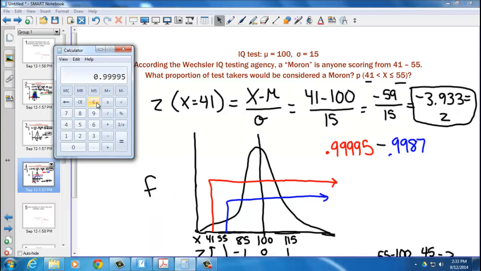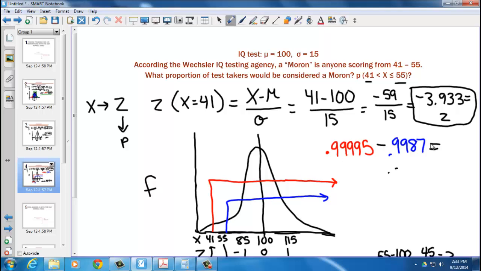0.99995 minus 0.9987. Ha! Same exact answer we got before, 0.00125. So 0.00125 is the proportion of scores between 41 and 55, or the probability of randomly selecting someone with an IQ between 41 and 55.